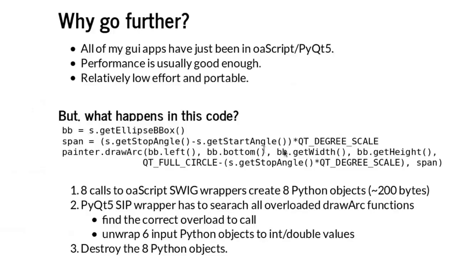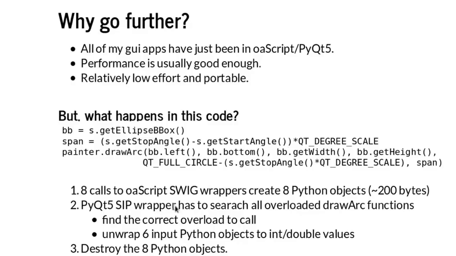So if I do truly have an ellipse, here's how we draw it: we get a bounding box for the ellipse. We do some calculations for the angle, and then we have to do all these different calls to get all these different things. And it ends up, if you look at this, it's 8 calls to the oaScript SWIG wrappers to create 8 Python objects, and based on the sizes over there, it's probably about 200 bytes for these 8 different objects. So some are smaller than others.